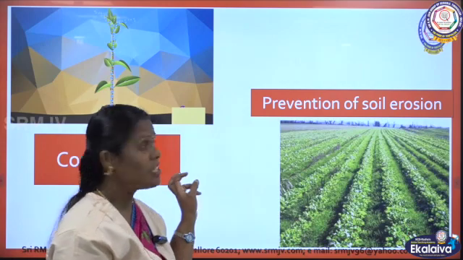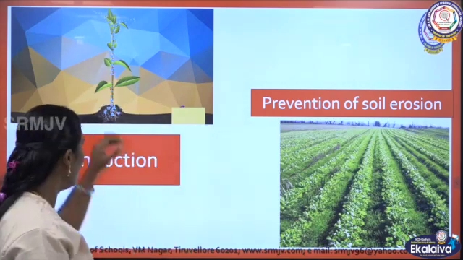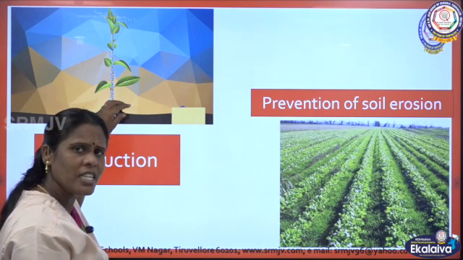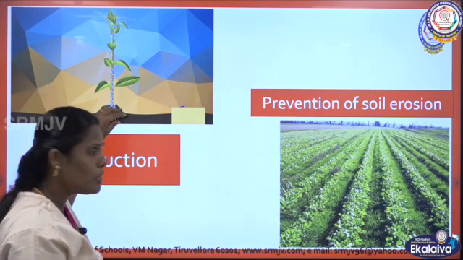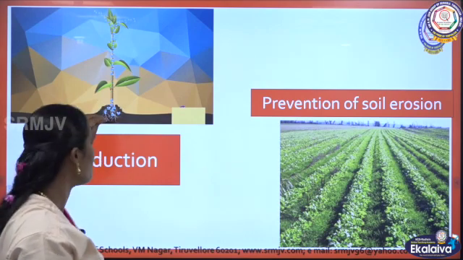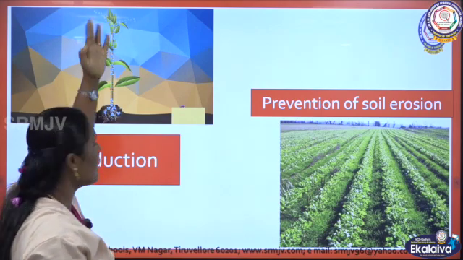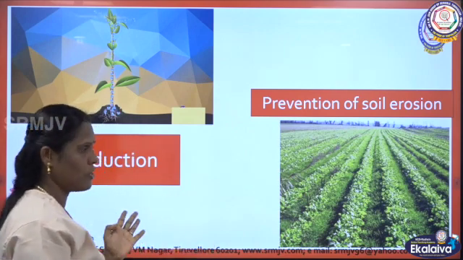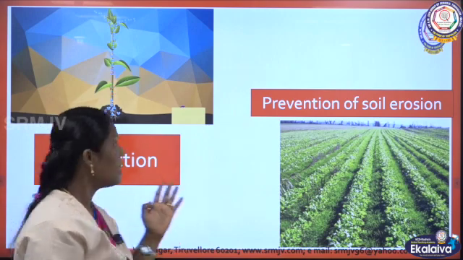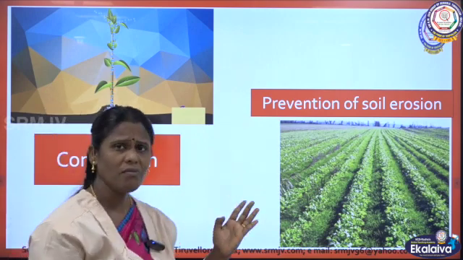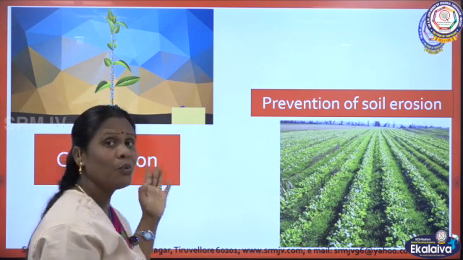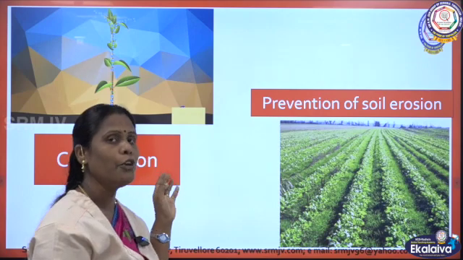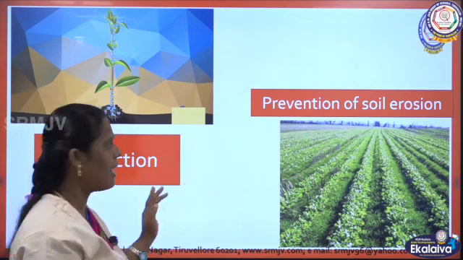The next function, conduction. Water, minerals, and oxygen absorbed from the soil by the root are conducted to other parts of the plant. So, that is conduction. See, in that conduction, it conducts through the xylem. That is, inside, xylem and phloem tissues are present. You will learn in higher classes, right?